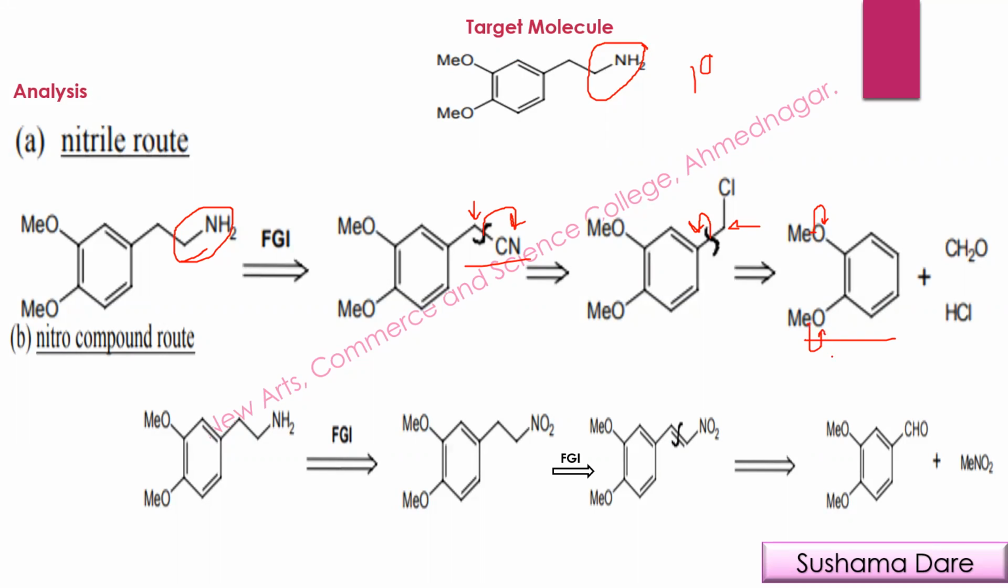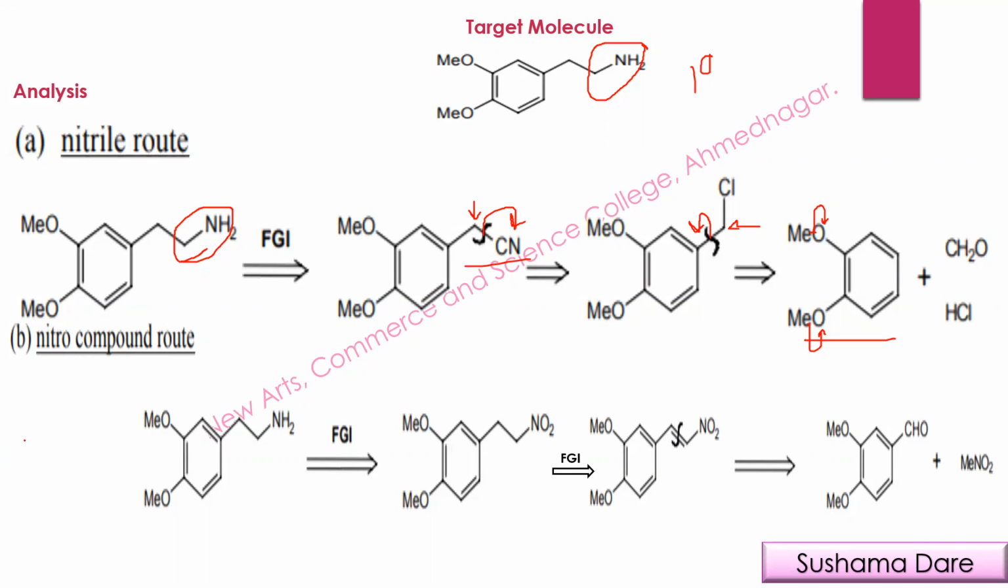So you have to start the reaction with catechol, and catechol is treated first of all with sodium hydroxide, and once you get the sodium salt of catechol, then you have to treat it with dimethyl sulfate. In that way we can go for the methylation of catechol. Once you do the methylation of catechol, the next step is the reaction with formaldehyde and HCl. So this is the nitrile route.